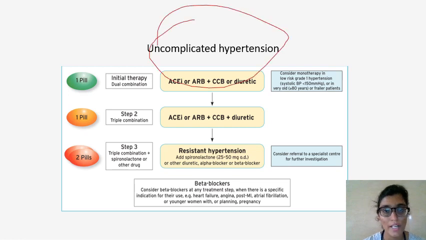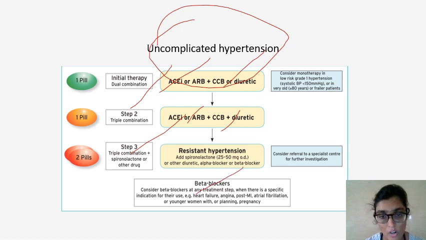For uncomplicated hypertension, we start with ACE inhibitors or ARB plus calcium channel blocker or diuretic. In step 2, ACE inhibitors or ARB plus calcium channel blocker plus diuretic. In step 3, we add spironolactone or other diuretic and alpha blocker. Beta blockers at any treatment step when there is a specific indication for their use, for example heart failure, angina, post-MI, atrial fibrillation, younger women with or planning pregnancy.